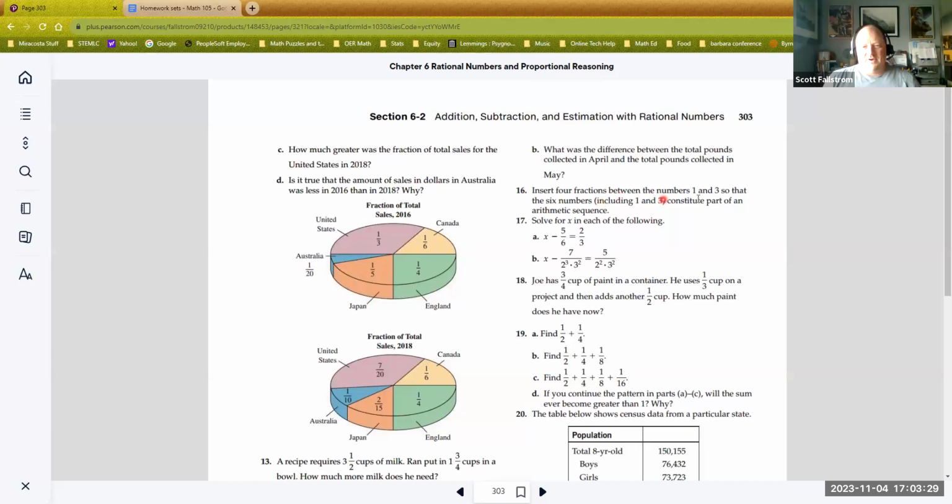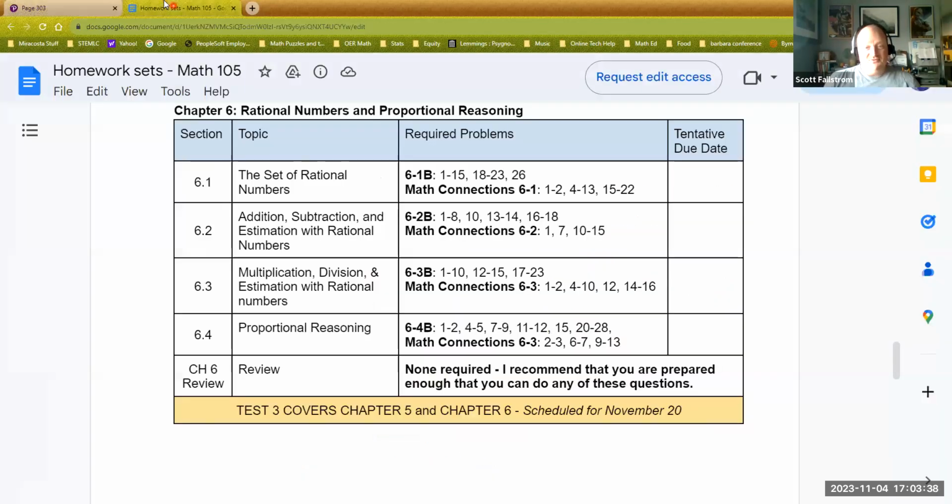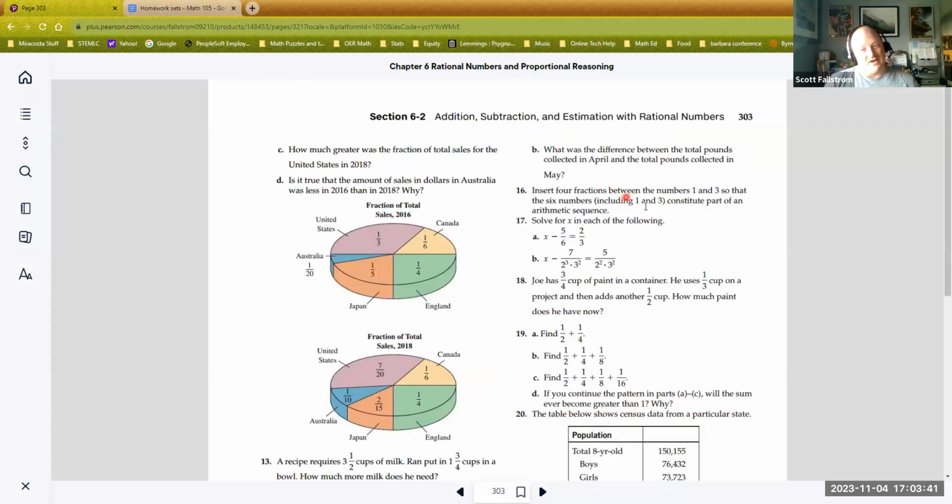Let's see here. Insert 4 fractions between these so that the numbers constitute part of an arithmetic sequence. This is the one. Number 16. Of course I assigned that one. I do enjoy that question because it says insert fractions between two numbers so that however many numbers we want, including 1 and 3, constitute part of an arithmetic sequence. So this links back into what we did in chapter 1. It links back into what we did in chapter 2. So you have 1, blank, blank, blank, blank, and then you hit 3. The question is, what are these numbers and fractions, because they won't be whole numbers, that would make this a perfect arithmetic sequence?